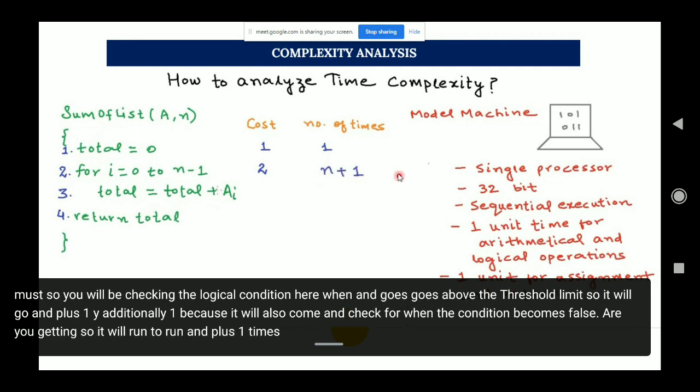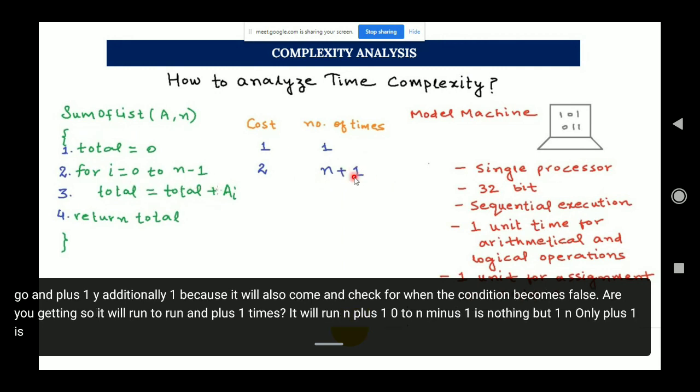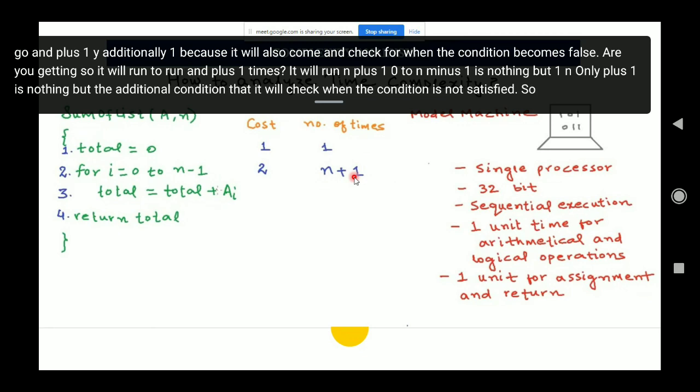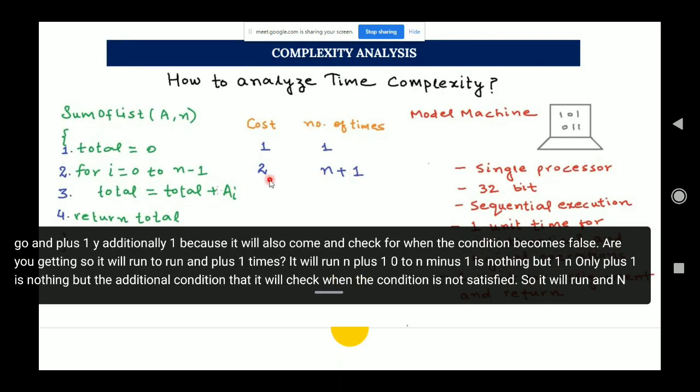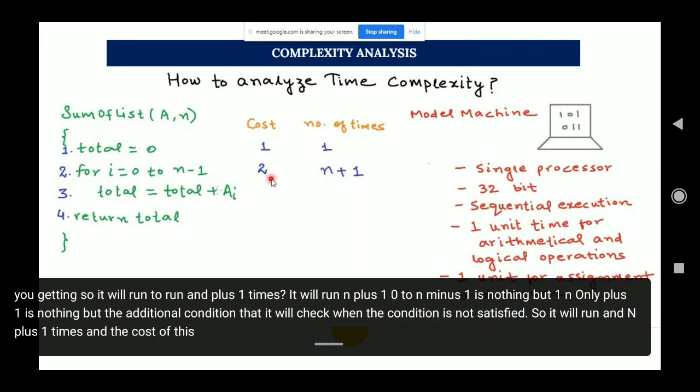It will run n plus 1 times. 0 to n minus 1 is nothing but n only. Plus 1 is nothing but the additional check that it makes when the condition is not satisfied. So it will run n plus 1 times, and the cost of this for loop is 2.